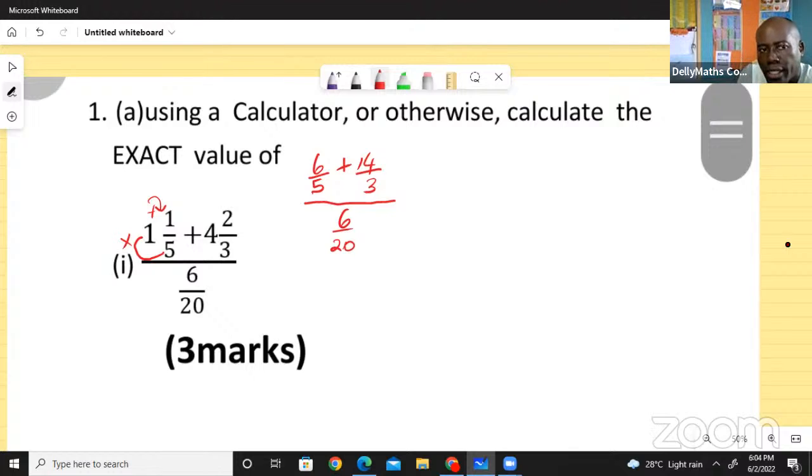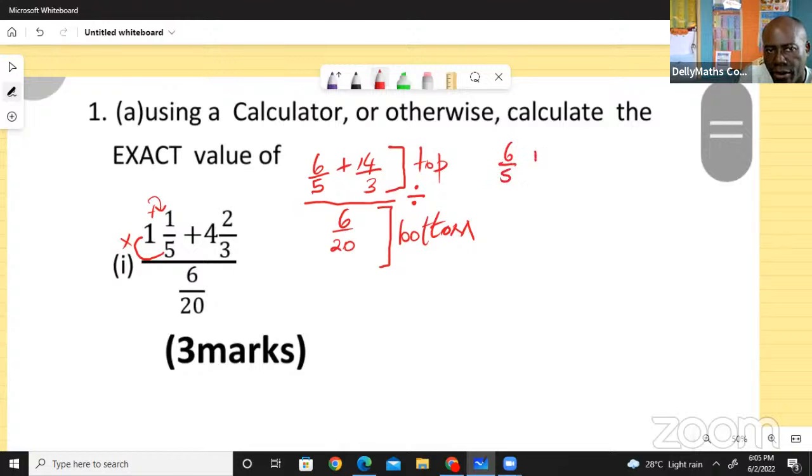And what I want here is the top piece. We want to find out what the top piece is. And after we find out, we're going to divide it, because this means to divide. We're going to divide it by the bottom piece, all right? So let us take our time to find out what is at the top first. And this is exactly how I want you to approach the exam. So let us look at the top piece. I'm going to isolate the top piece. It is 6/5 plus 14/3.